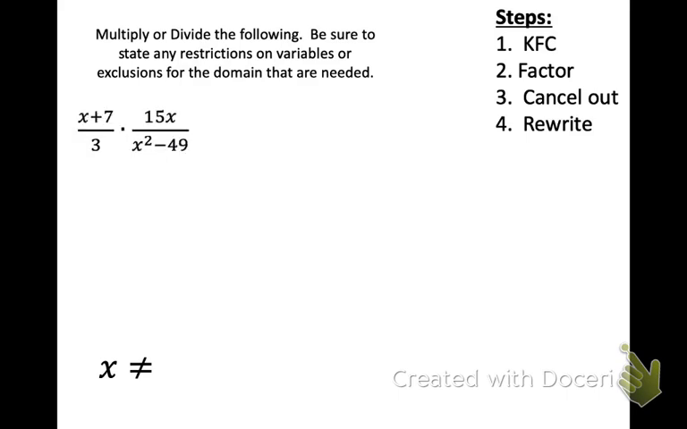Okay, now we're going to be multiplying two rational functions. I don't need to do this KFC step because I'm not dividing, so I can just cross that off. I'm going to go ahead and factor everything. I can't factor x plus 7 any further, so I'm going to leave it like it is. I can't factor 3 any further, leave it like it is. I can't factor 15x, but I can factor this difference of squares. Hopefully that rings a bell to you, difference of squares.